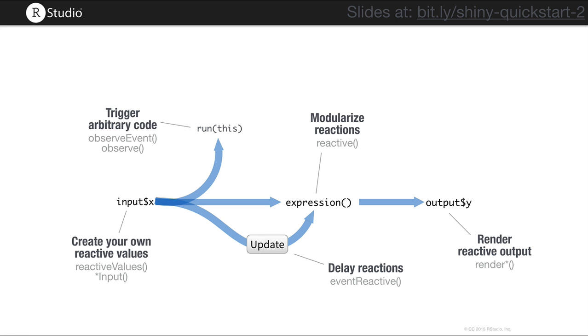All right. So what do you now know how to do? Quite a bit. You can render reactive output with render. You can modularize your reactive chains with reactive. You could isolate values so they stop the reactive chain with isolate. You could trigger arbitrary code with observeEvent or observe. You could delay reactions with eventReactive. And you can even create your own reactive values to use at the start of your reactive chains with reactiveValues. So this is probably the most technical of the 3 webinars, and I thank you for paying attention this long. You can see that you've learned quite a bit about customizing your Shiny apps along the way.